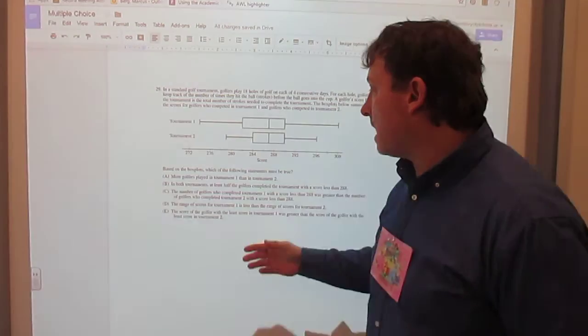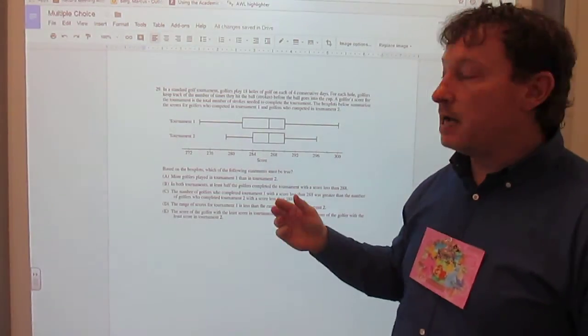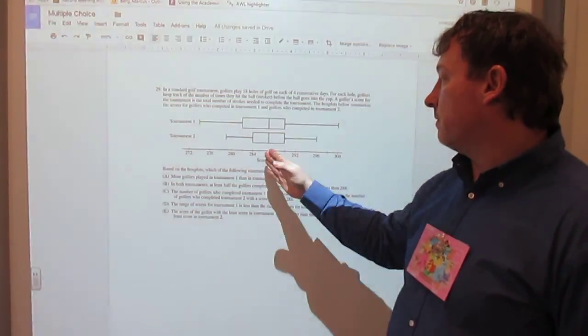Here we go with the box plots. You see this again. First thing that I notice, remember what these mean. The medians are the same.